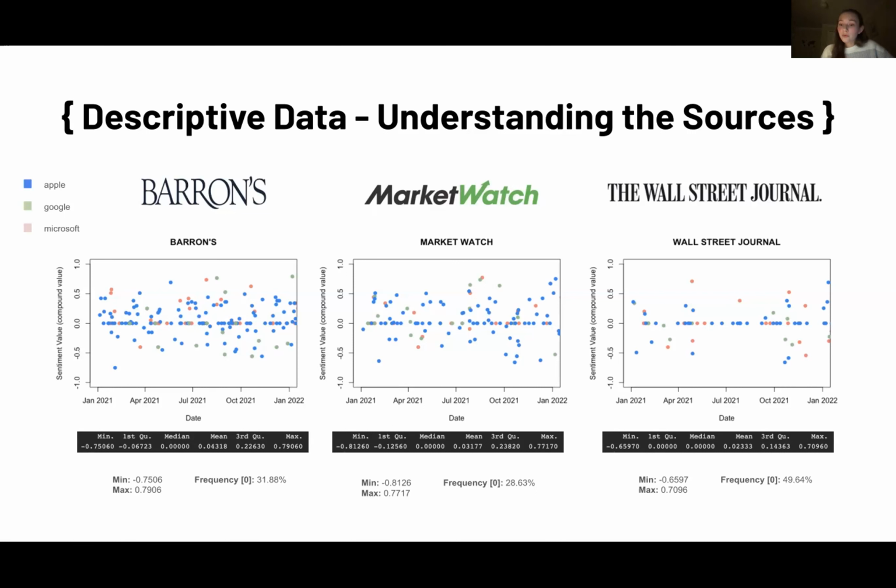And then another notable piece is if we take a look at Wall Street Journal, you can tell that the data tends to be a lot flatter and more centralized, which shows a more objective perspective. You can see this or quantify it through the frequency of 0, how much it appears through the data set. And again, at Wall Street Journal, nearly 50% of the data is zeros or very neutral.